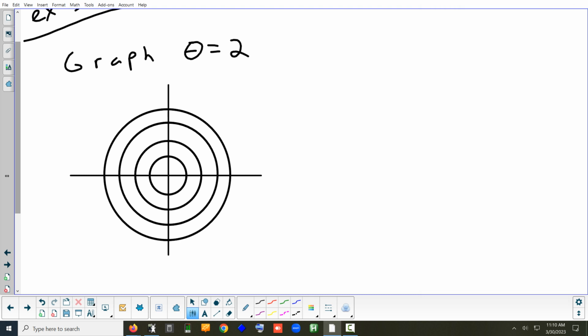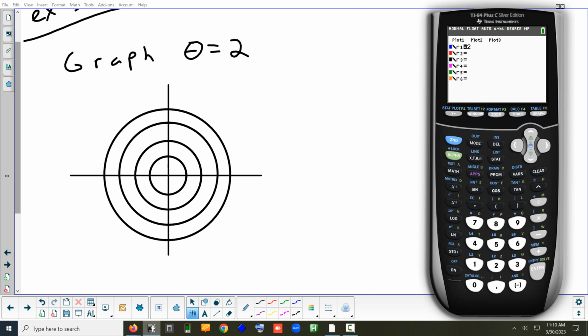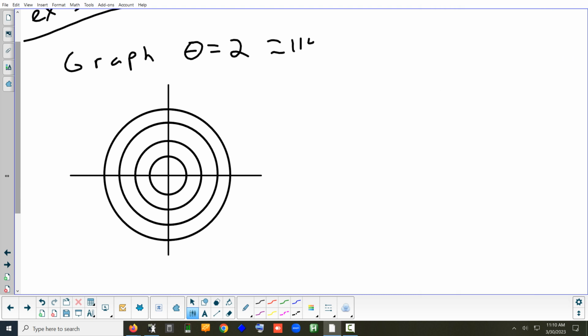All right, so that's 2 radians, which just to get an idea of what that is, that's 2 times 180 divided by pi. So it's about 114.6 degrees. That's easier for me to graph than 2 radians. Okay. What's a point that would be on the graph of theta equals 2?